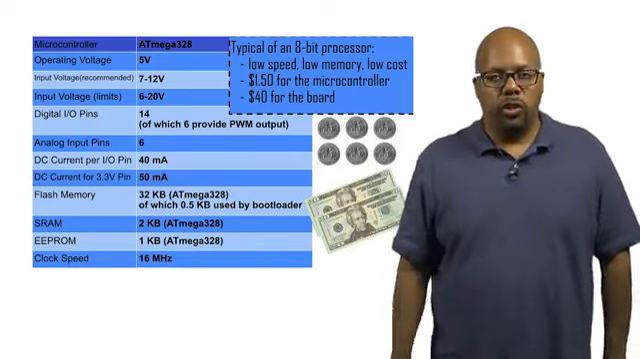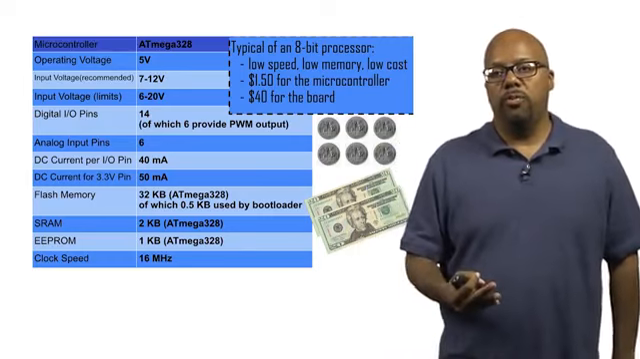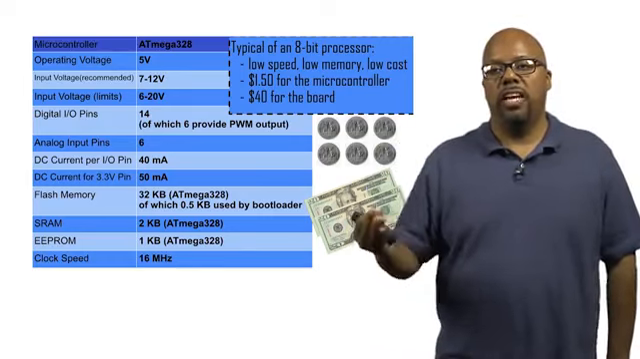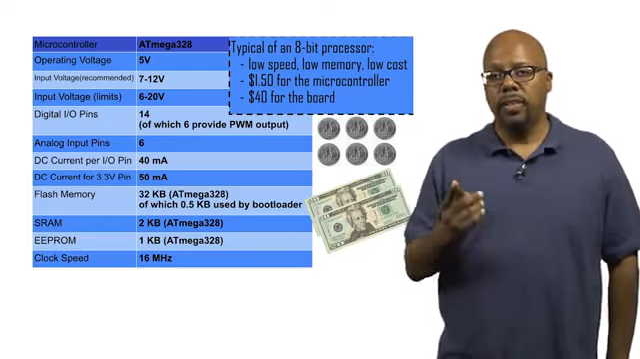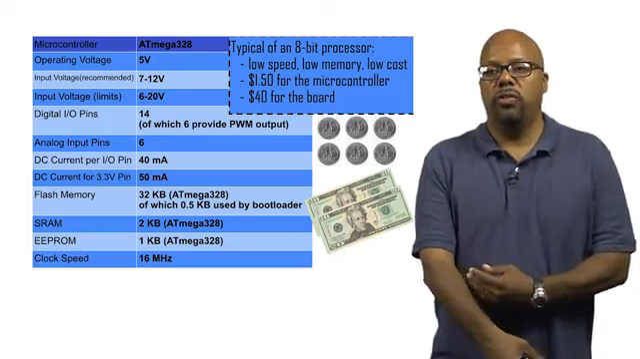Digital I/O pins: it's got 14 digital I/O pins, numbers 0 through 13. Analog input pins: it's got 6 analog input pins, A0 through A5. Then DC current per pin and DC current on the 3.3 volt pin.